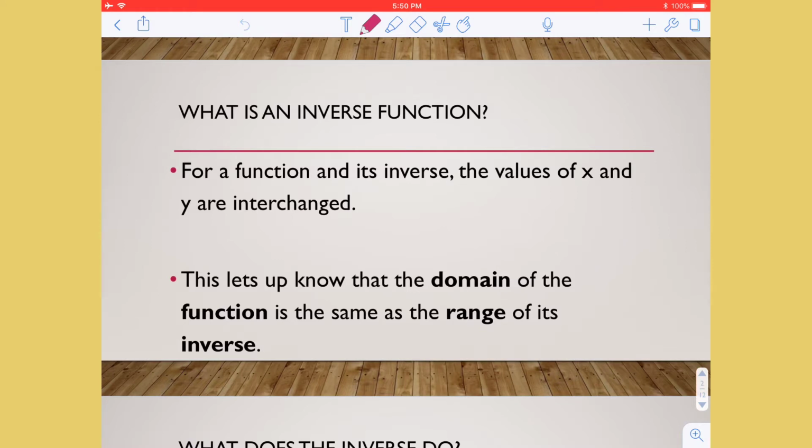So just to give you a visual for my visual learners, if my original function has an xy table and my x's are 1, 2, 3, then in the inverse function, those x values of 1, 2, 3 are going to actually appear in the y column as 1, 2, 3. So my x values become my y values in the inverse.